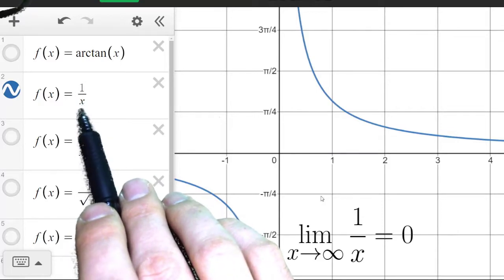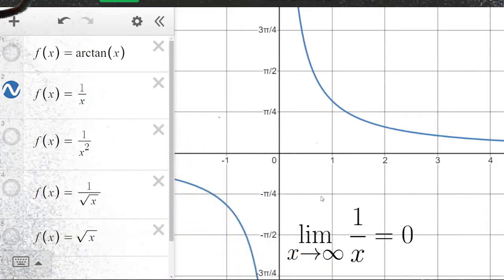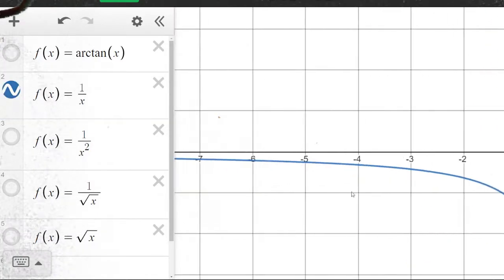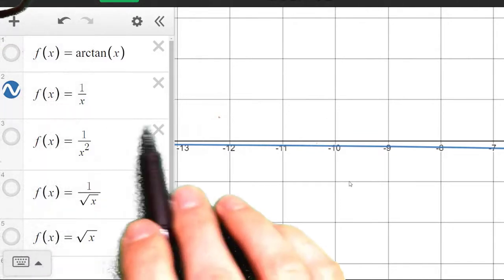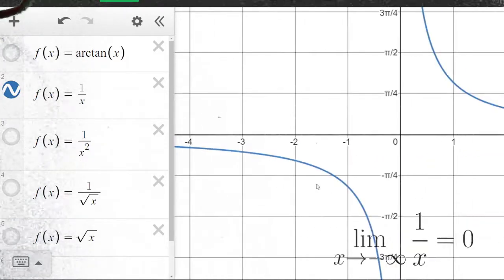It's really tiny, right? The bigger this gets, the smaller this gets. So it makes sense. And it works for negative values of x as well, right? It's always negative, but it's approaching 0. So the limit as x goes to negative infinity of 1 over x is also 0, all right?